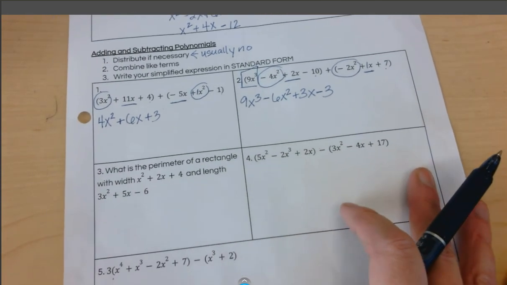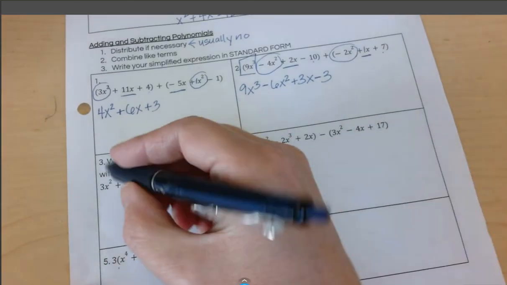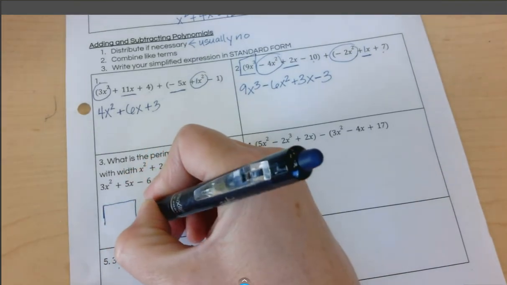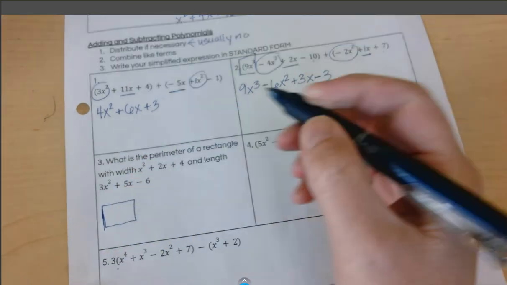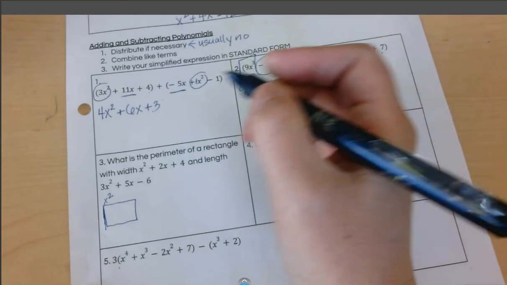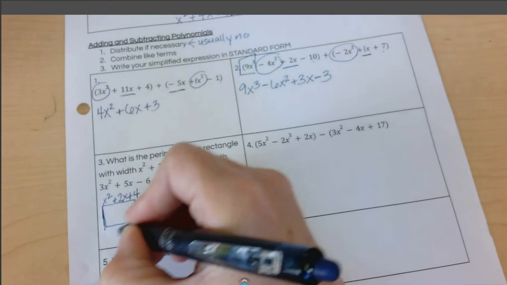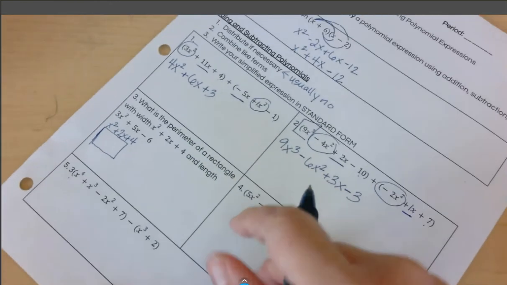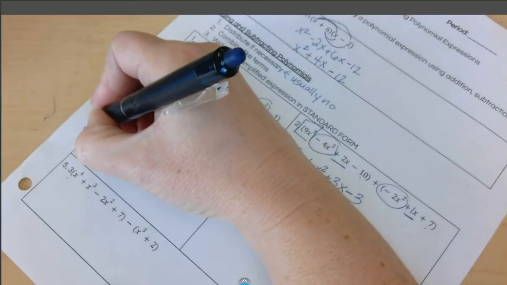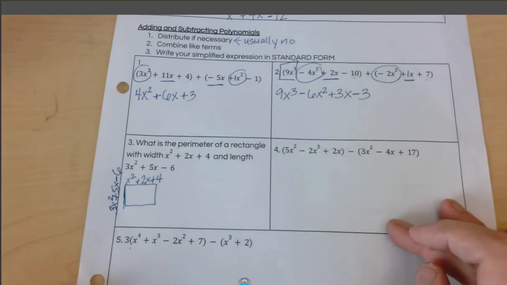All right, number 3 is a little tricky because it's a word problem, but it's asking about a rectangle. So whenever you have a word problem, draw a picture. So here's my picture of a rectangle. And it says the width is x squared plus 2x plus 4. And it says the length is 3x squared plus 5x minus 6. And it wants to know the perimeter.